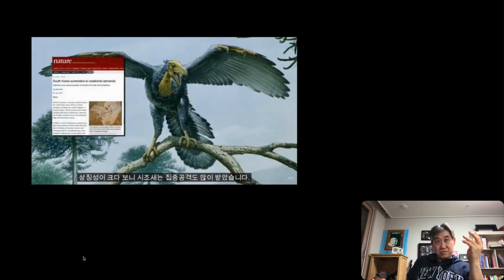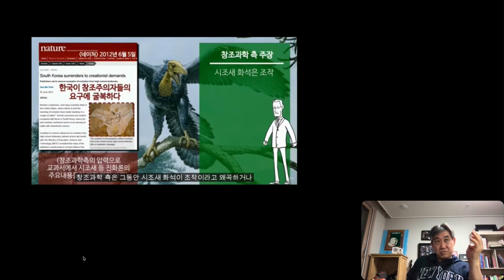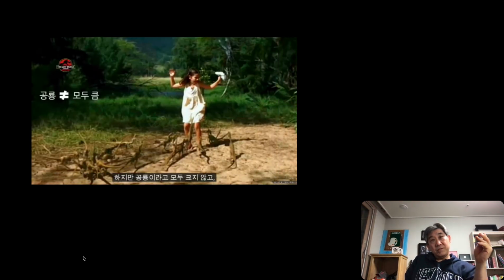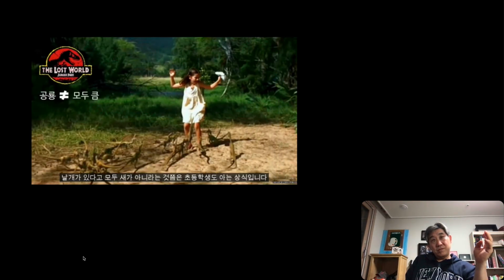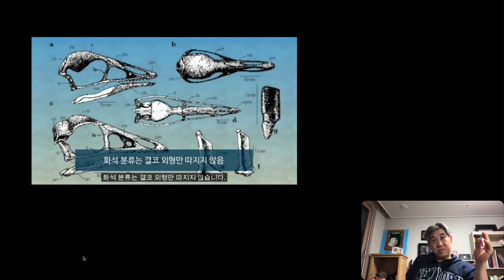상징성이 크다 보니 시조새는 집중 공격도 많이 받았습니다. 창조과학 측은 그동안 시조새 화석이 조작이라고 왜곡하거나 중간 단계가 아니라 그냥 새의 한 종류일 뿐이라고 주장해왔습니다. 새라고 주장하는 근거는 외형입니다. 크기가 작고 날개가 달려있다는 이유입니다. 하지만 공룡이라고 모두 크지 않고 날개가 있다고 모두 새가 아니라는 것쯤은 초등학생도 아는 상식입니다. 화석 분류는 결코 외형만 따지지 않습니다.